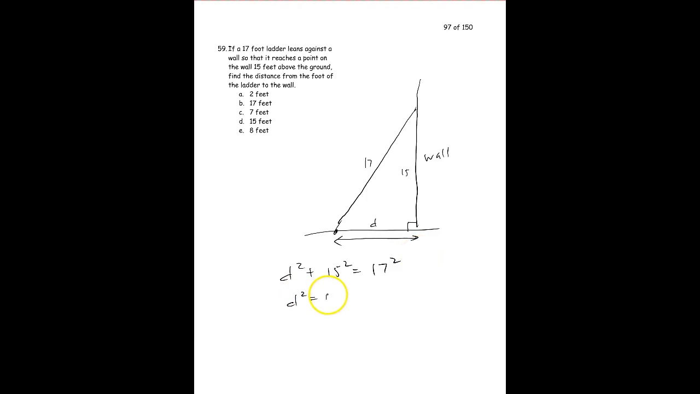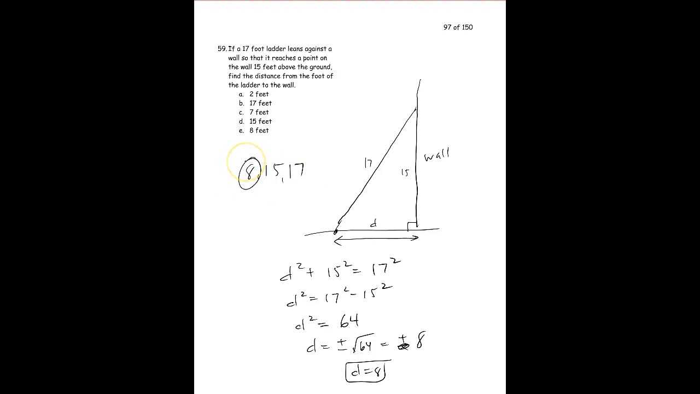d squared equals 17 squared minus 15 squared, just subtracting that from both sides. d squared will equal 64. So d equals plus or minus the square root of 64, which equals plus or minus 8. Throw away the negative. d is going to be 8. You could have also recognized this as a Pythagorean triple, because 8, 15, 17 is a Pythagorean triple. So we could have gone right to the answer that way as well.